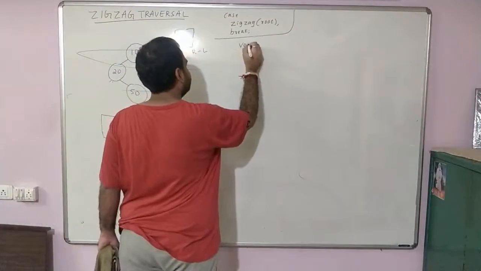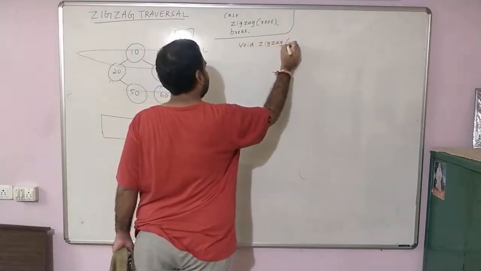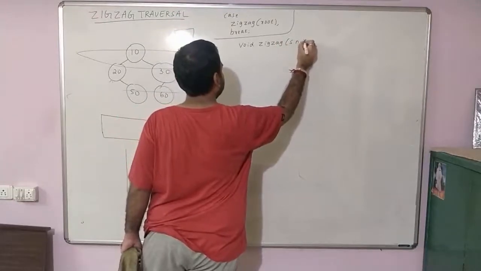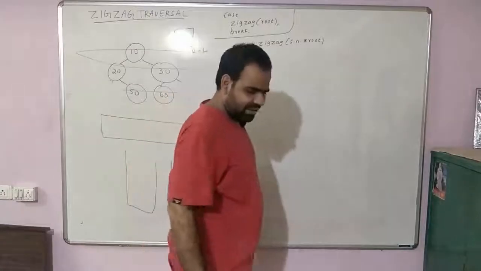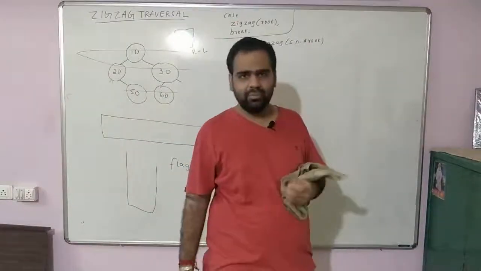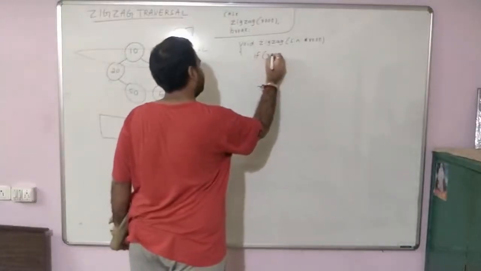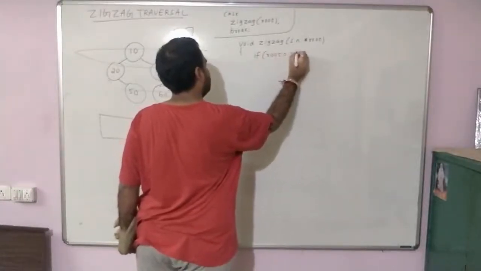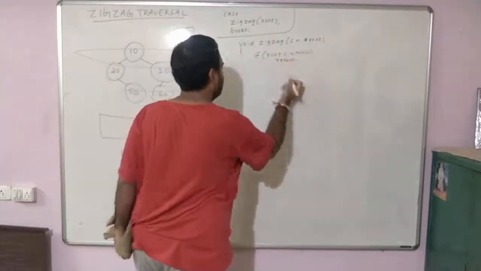Now let us write the code for the zigzag order traversal of a tree. We say void. What is the function name? Zigzag. What is the first parameter? Root. Therefore I say struct node star root. Is that okay? Now if the value of root is null, we cannot process. Therefore we have to check here itself if the value of root is equal to null, then we return because there is no zigzag over here.